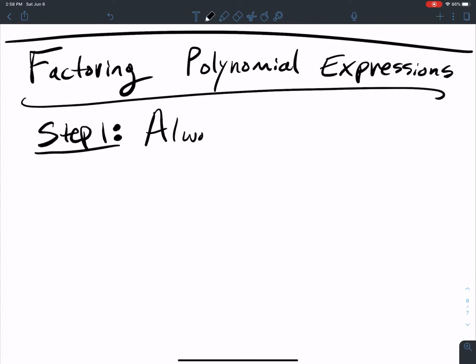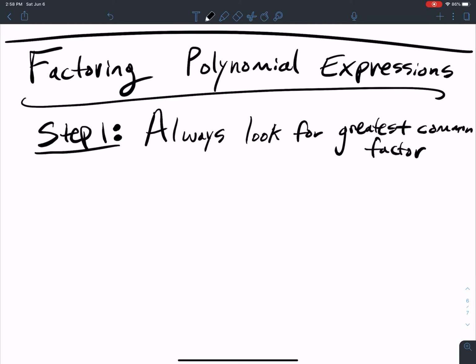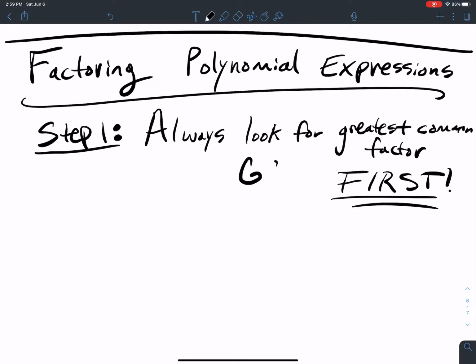Always look for the greatest common factor first. First thing you should do every time, look for the GCF, the greatest common factor.